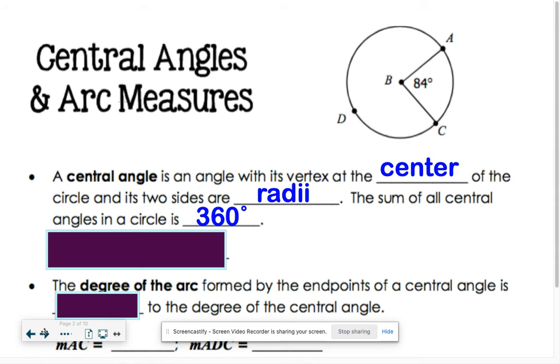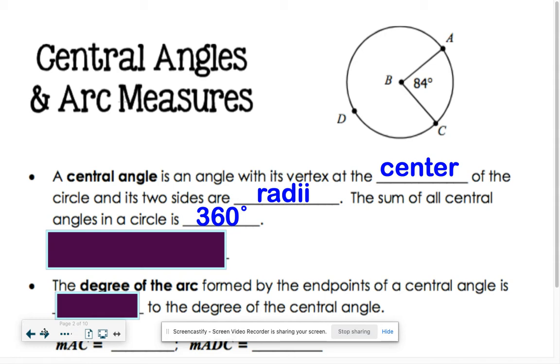So here we go. We have central angles. A central angle is an angle with its vertex at the center of the circle and its two sides are radii. The sum of all the central angles in a circle is 360 degrees. Let's back up a second here.